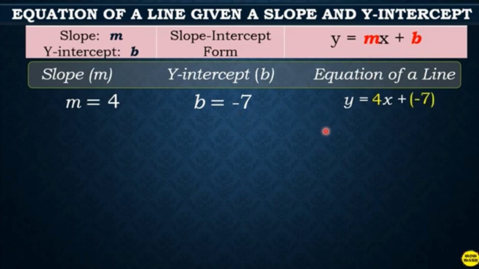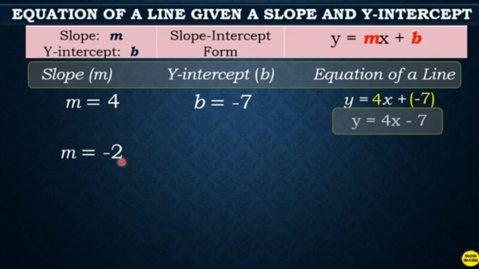So, therefore, if we will simplify this, kasi hindi ito po pwede na meron tayong negative dito, tas may plus ka dito. So, isi-simplify natin to. So, therefore, we will have y is equal to 4x positive times negative, that is negative. So, y is equal to 4x minus 7. Okay, let's have another. So, this will be the equation of a line given the slope, which is 4, and your y-intercept, which is negative 7.